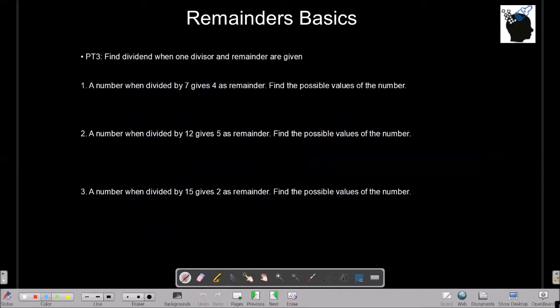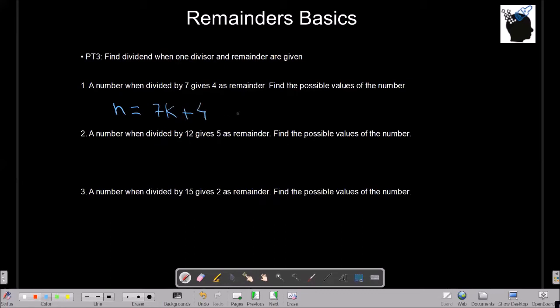So in this one, you have to find dividend when one divisor and remainder are given. Let's try the first one. So a number when divided by 7 gives you 4 as remainder. That means I can write the number n as my divisor into quotient k plus remainder.